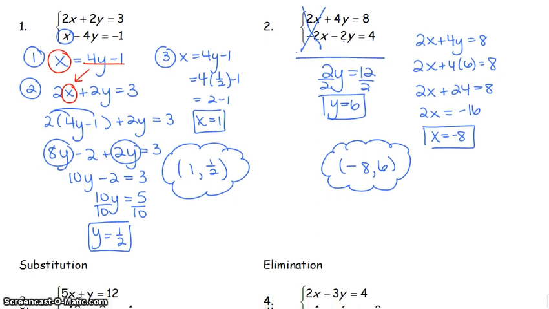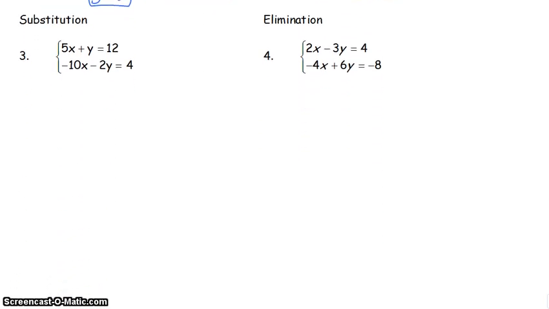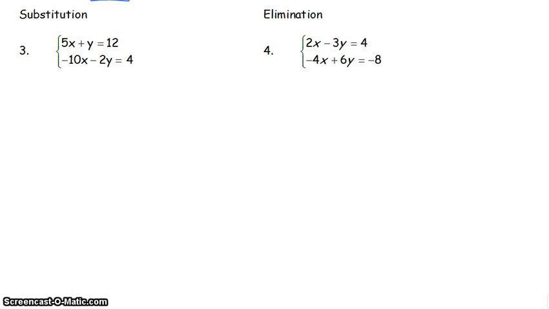Alright, two more problems to review our substitution and elimination method. We're going to start with our substitution. Again, for substitution, it's a three-step process. We look, we've got a 5, a 1, a negative 10, and a 2. Step 1 is solving for the easiest variable, which in this case is y. We move the 5x over, so it becomes a negative 5x plus 12.